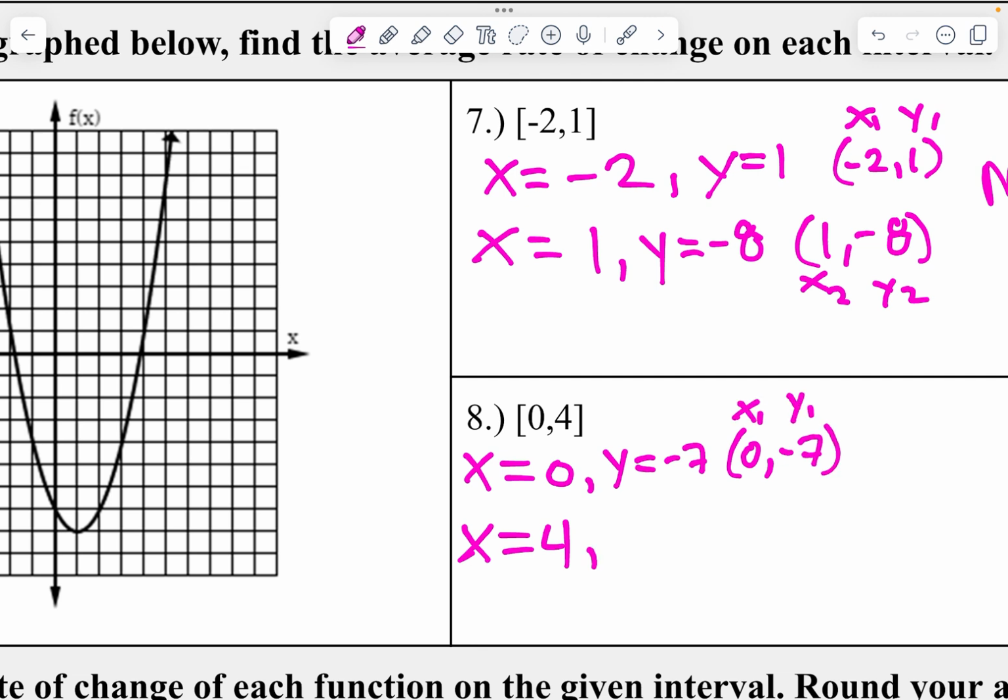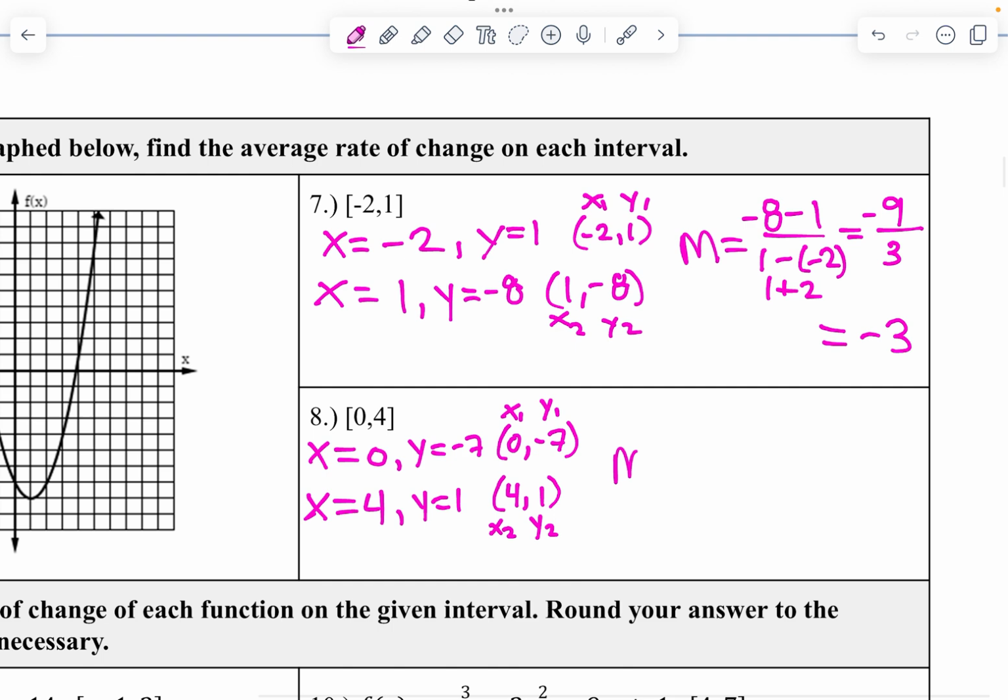And then when x is 4, right here, it meets the parabola right here at positive 1. So y is positive 1 when x is 4. So that's our second coordinate pair, and we can plug them into our slope formula. So change in y, find the difference in the y values divided by the difference in the x values. So remember, this is really 1 plus 7, because the minus is minus. So we get 8 divided by 4, which gives us a slope of positive 2.